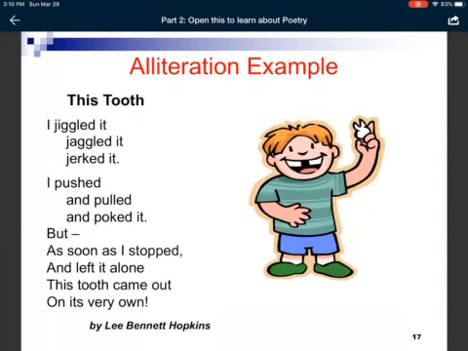Here's this one. This one's called The Tooth by Lee Bennett Hopkins. I jiggled it, jaggled it, jerked it. I pushed and pulled and poked it. But as soon as I stopped and left it alone, this tooth came out on its very own.